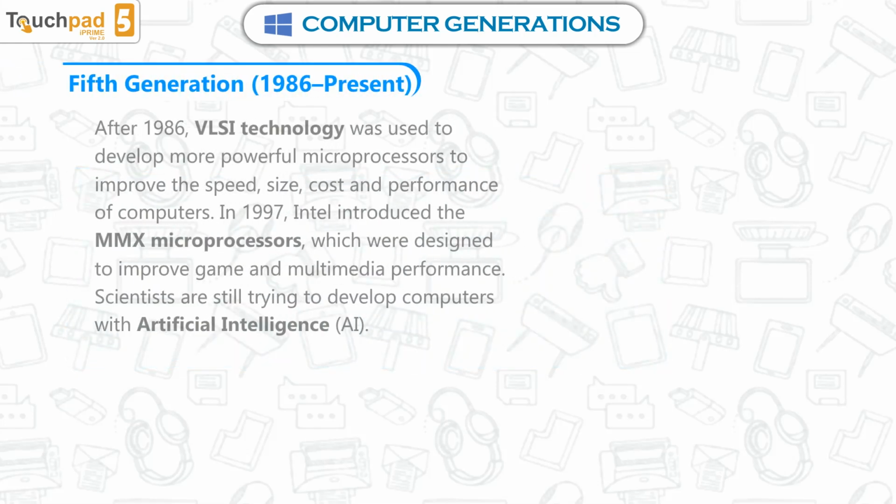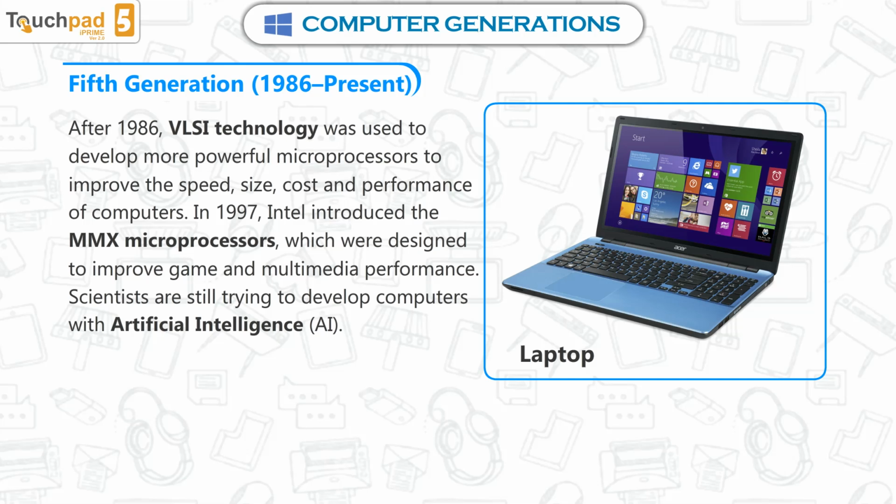Fifth generation, 1986 till present. After 1986, VLSI technology was used to develop more powerful microprocessors to improve the speed, size, cost, and performance of computers. In 1997, Intel introduced the MMX microprocessors, which were designed to improve game and multimedia performance.